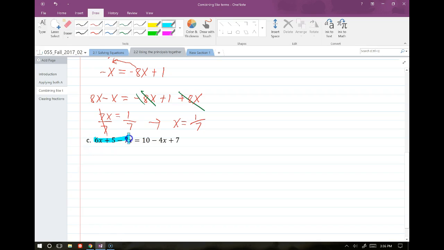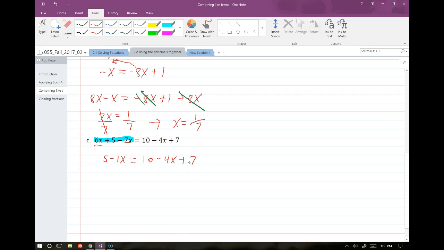Yeah, let's choose the left side, just because we already got two sets of x's on there, so we can combine them right off the bat. These terms are like, 6 minus 7 is a negative 1. So on this side, we have 5 minus 1x. That is equal to 10 minus 4x plus 7.